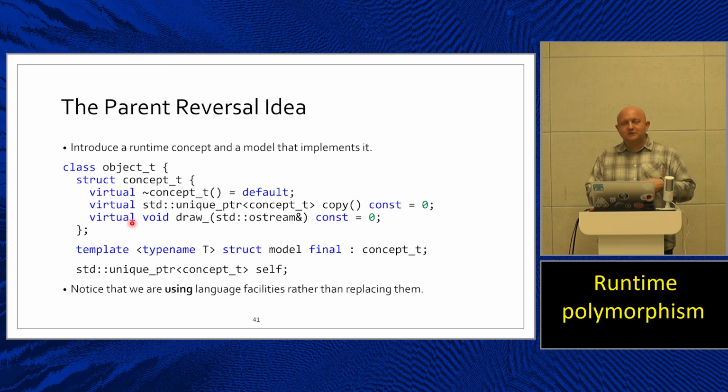The concept defines a minimal runtime interface: destructor, copy, and the draw method to delegate to the overload set. Then we provide the templated model of T that implements this interface for any T. And notice, we are not replacing virtual functions. We are using them in the private part of our class.